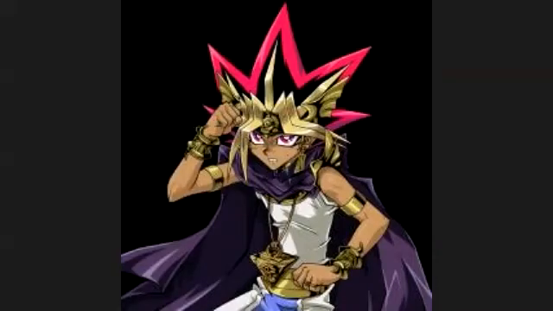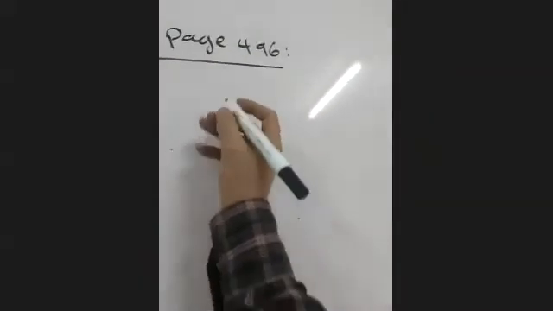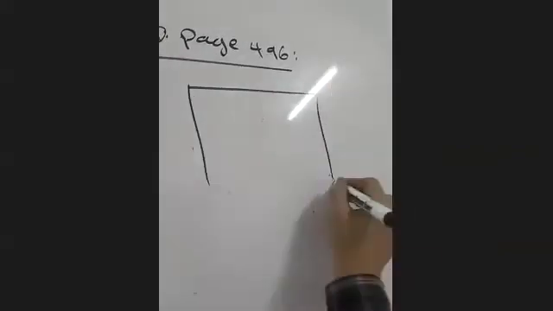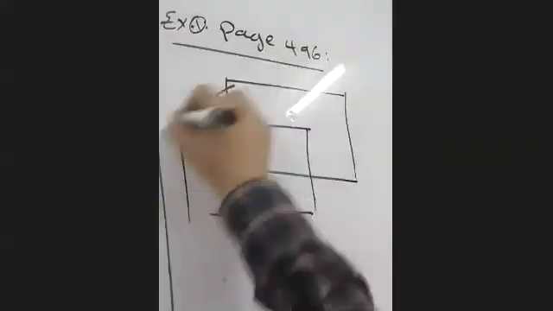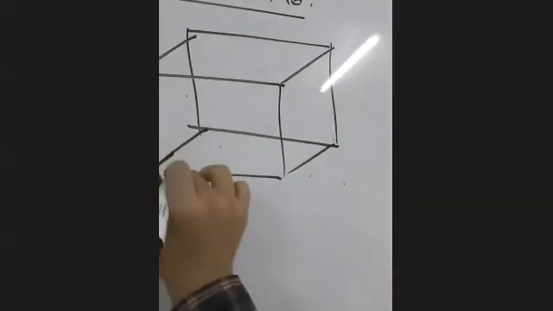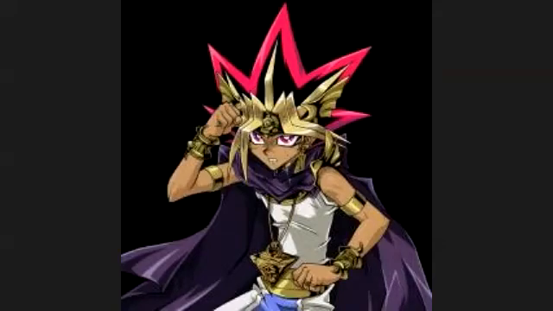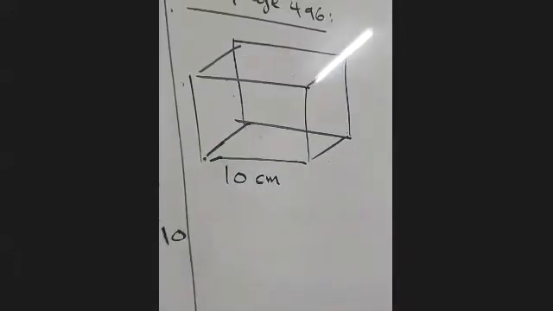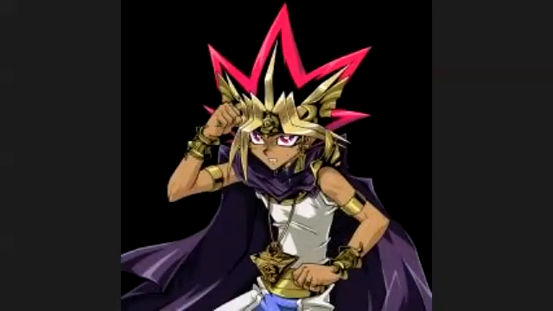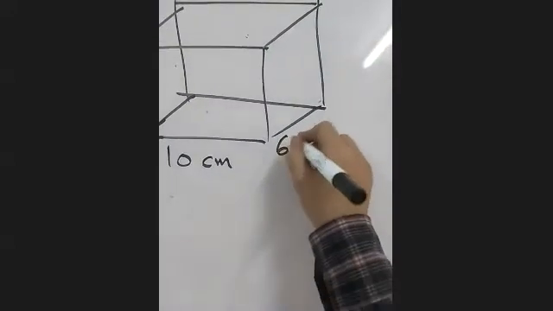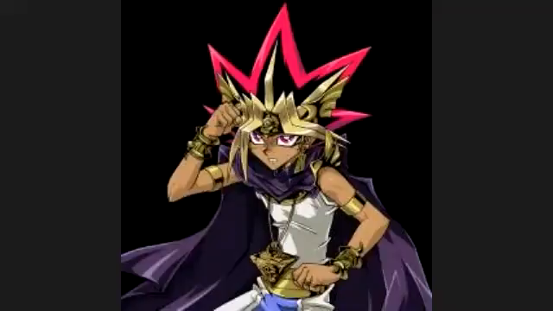See example 1? Let's draw the example here. I will draw the rectangular prism which is given, and let's find its surface area using the formula which I gave to you. What's the length? 10. 10 what? 10 centimeters. The width? 6 centimeters. The height? 8 centimeters. Good.